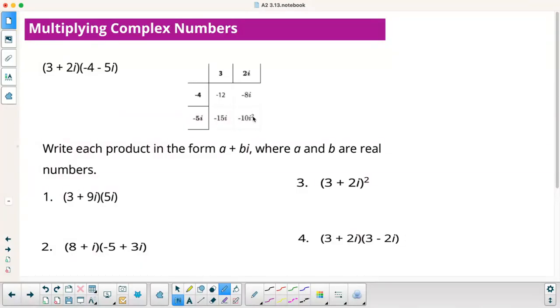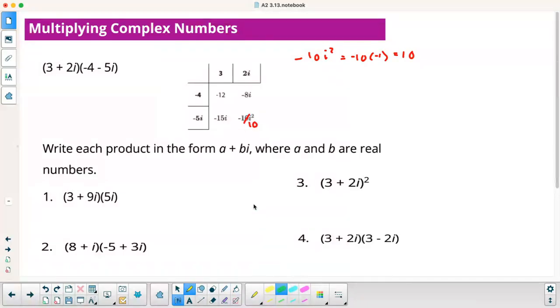So you've got to simplify this. Remember, negative 10 is kind of like the last slide. i squared is negative 1, so negative 10 times negative 1 is positive 10. So I'm going to cross that off, and I'm going to change that to a positive 10.